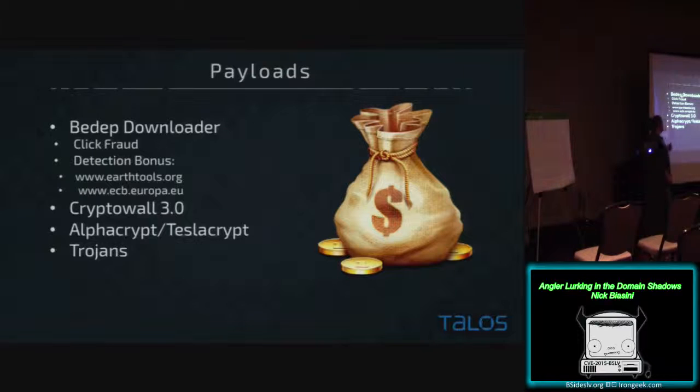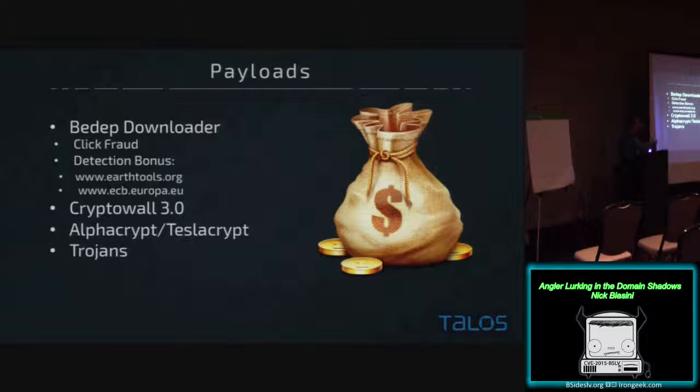The first one is BDEP Downloader. So BDEP Downloader is the malware downloader that is exclusive to Angler. It is virtually always dropping click fraud. I threw something in here. So click fraud is basically a way for them to monetize the system being compromised by using scripts to generate clicks on ads.